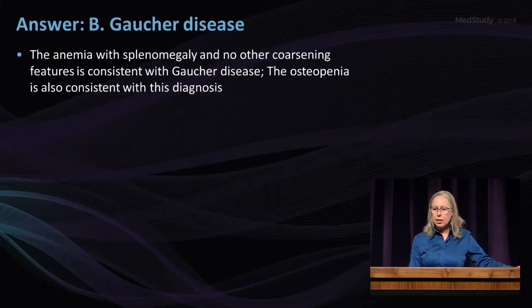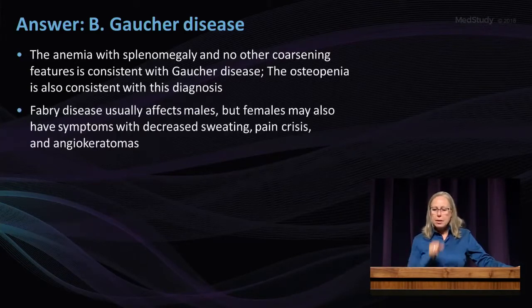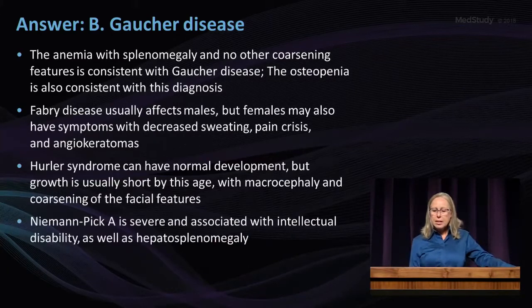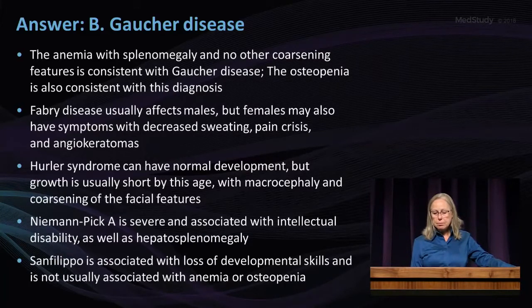And indeed, this is Gaucher's. So we've got splenomegaly, and there are no other facial features. There's no coarsening of the features, and the osteopenia goes along with that. Fabry's usually affects the men, but women can also have problems with pain crises and the angiokeratomas. Hurler's could have normal development, but growth is usually short by this age, with macrocephaly and coarsening. Niemann-Pick is severe and associated with ID as well as hepatomegaly. In Sanfilippo, you should be seeing loss of skills.